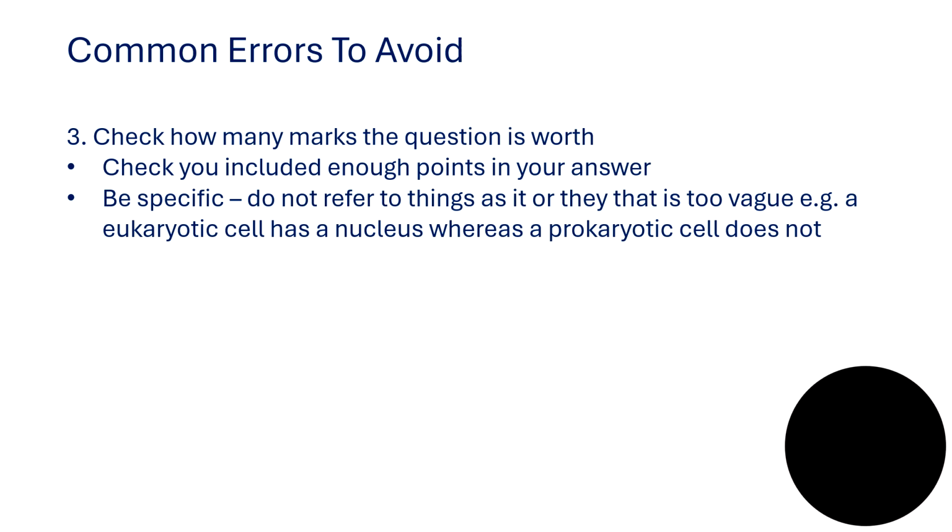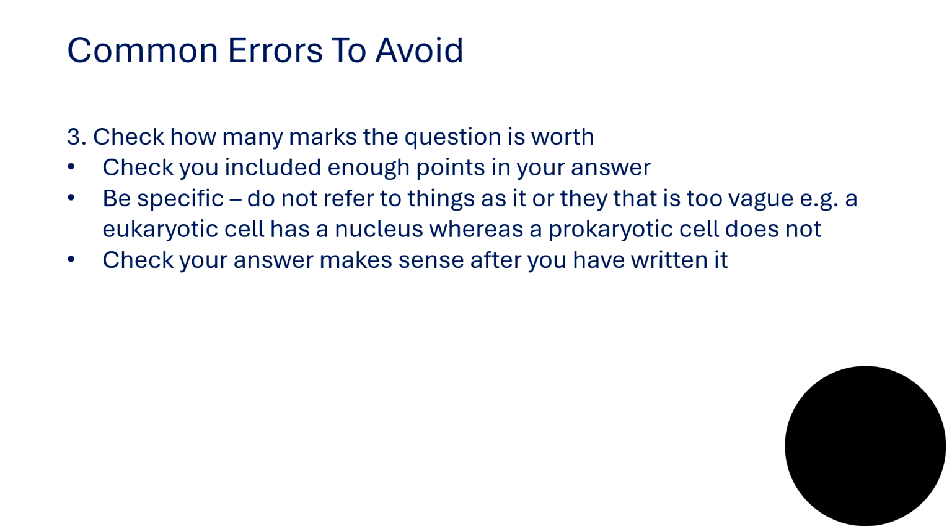Be specific. Don't refer to things as it or they. That is way too vague. So, for example, if you're describing the difference between a eukaryotic cell and prokaryotic cell, as you can see from the example, I've named the one that I'm talking about before I've described its feature.